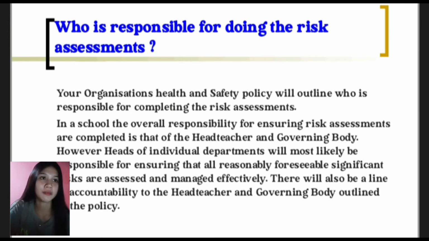So, who is responsible for doing the risk assessment? Your organization's health and safety policy will outline who is responsible for completing the risk assessment. So in a school, the overall responsibility of ensuring risk assessments are completed is that of the head teacher and governing body. However, heads of individual departments are most likely responsible for ensuring that reasonably possible significant risks are assessed and managed effectively. So there will also be a line of accountability to the head teacher and governing body outlined in the policy.